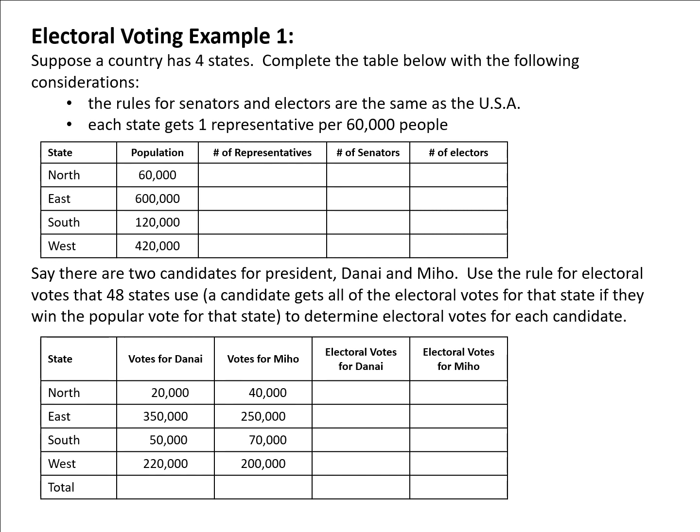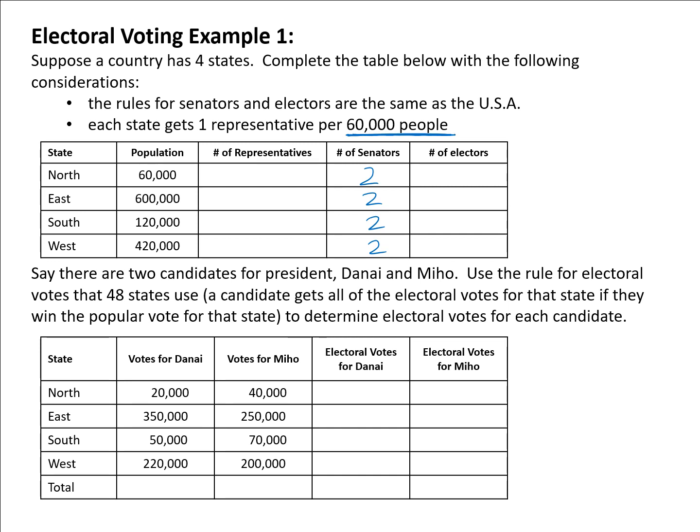Our country has 50 states, but let's say we have a country with 4 states to make it easy. And I've just called those states North, East, South, and West. Let's complete the table for how many electors each of these states would get. Remember, the rule for senators is that each state gets 2 senators, so I can put 2 senators for each state in. And then states get a number of representatives based on a common number of people. And let's say for this country, each state gets a representative for 60,000 people.